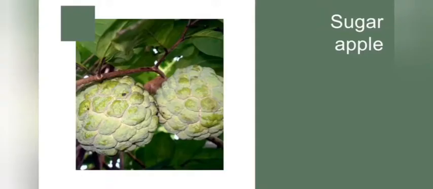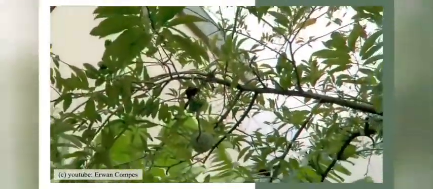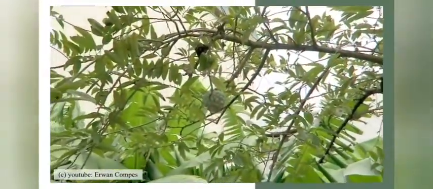Annona squamosa is a small, well-branched tree or shrub from the family Annonaceae that bears edible fruits called sugar apples or sweetsops. It tolerates a tropical lowland climate better than its relatives Annona reticulata and Annona cherimola, whose fruits often share the same name, helping make it the most widely cultivated of these species.